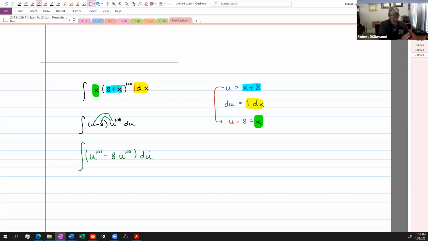You have subtraction between two terms. They're both raised to powers. You can use the power rule now, right? Just the power rule on each one. So my antiderivative is going to be the antiderivative of u to the 101st power, which is 1 over 102 u to the 102, minus 8 times the antiderivative of u to the 100th, which is 1 over 101 u to the 101, plus c. That's power rule on both of those.